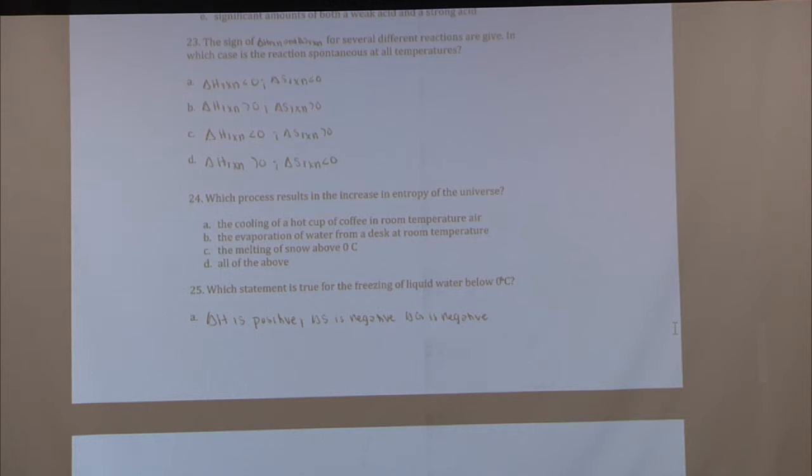The melting of snow is, the evaporation of water from dust. Yeah, it's an endothermic process, but it will happen on its own. So that's where you can say that it's spontaneous. It won't happen at any temperature, and that's where the endothermic comes in.